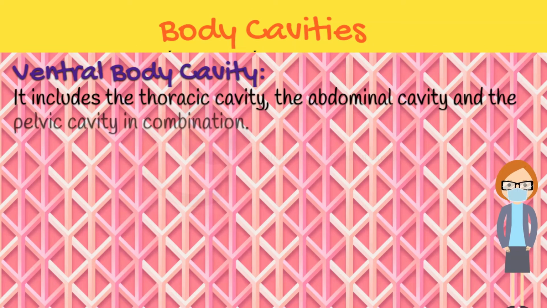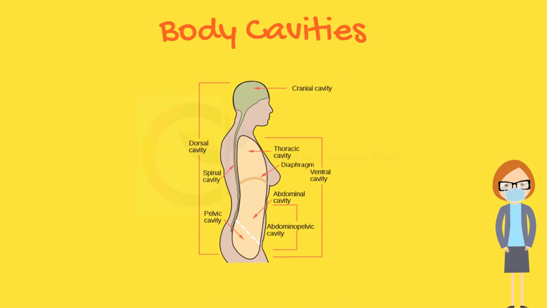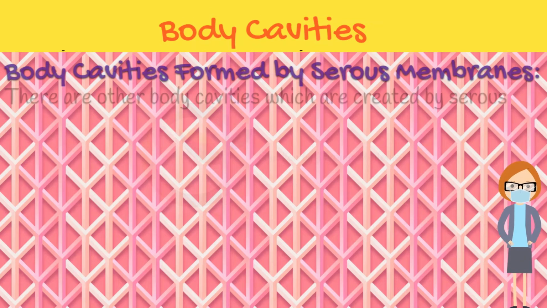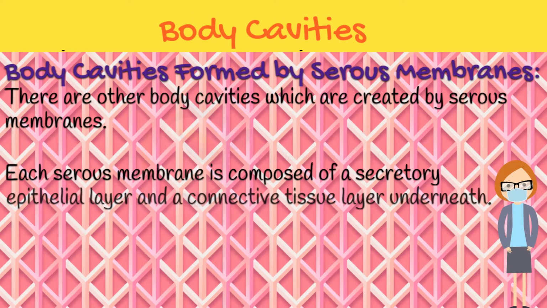Ventral body cavity. It includes the thoracic cavity, the abdominal cavity, and the pelvic cavity in combination. This diagram explains all the cavities, which we have already discussed. There are other body cavities, which are created by serous membranes.